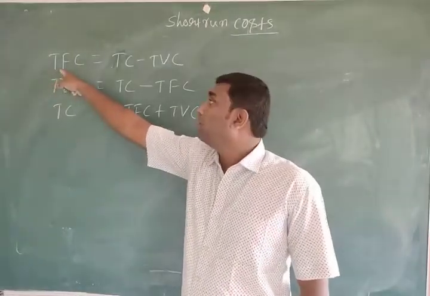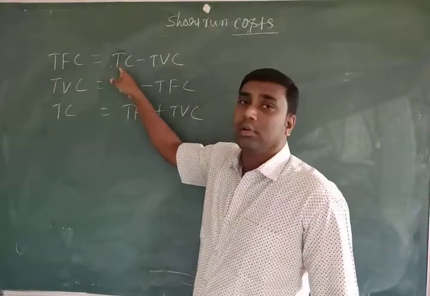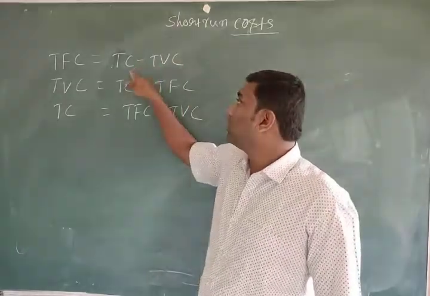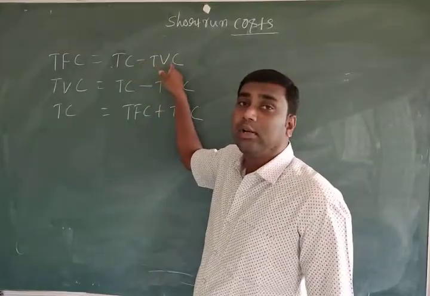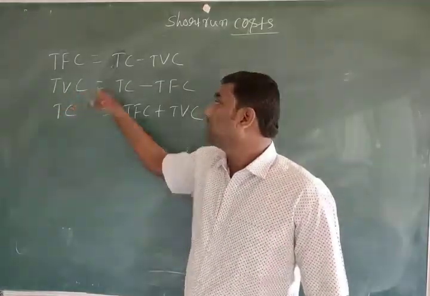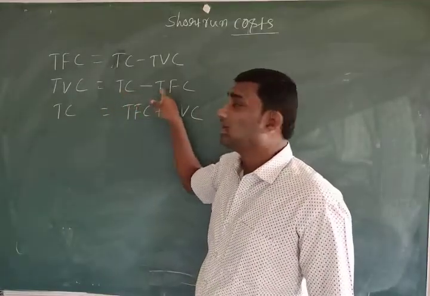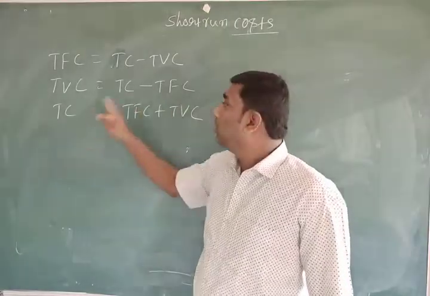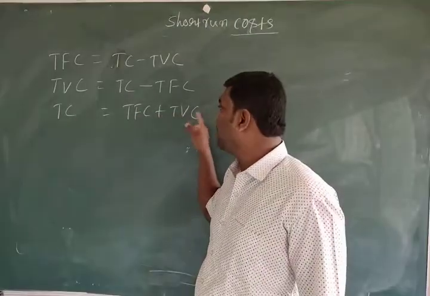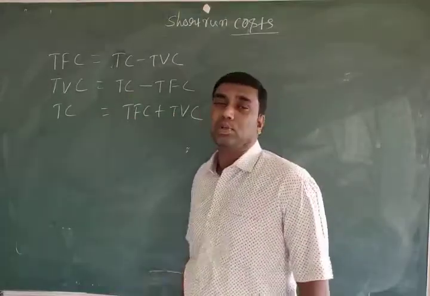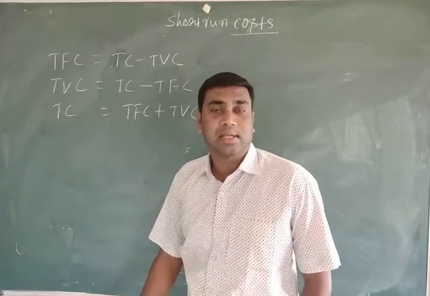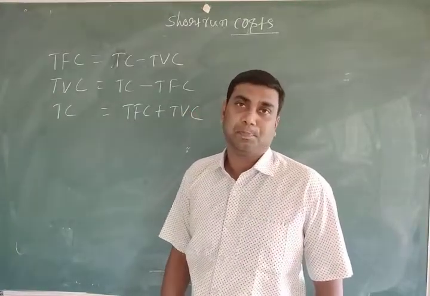To get total fixed cost we should do TC minus TVC, total cost minus total variable cost. To get TVC, total variable cost, it is total cost minus total fixed cost. To get TC, total fixed cost plus total variable cost. Okay, these are the formulas to calculate TFC, TVC and TC, and we also discussed the diagrams.